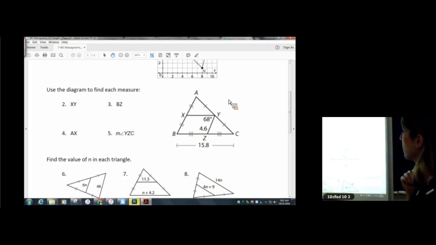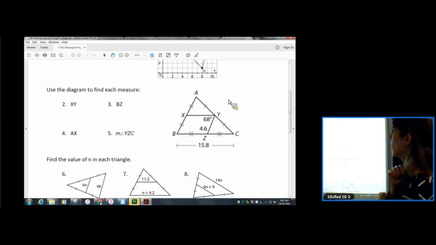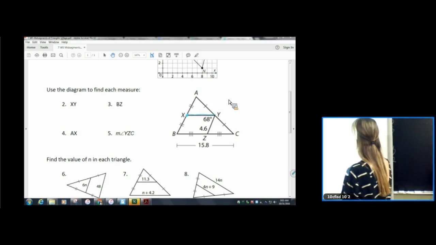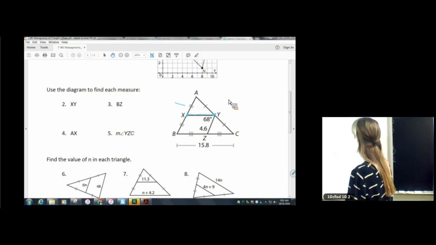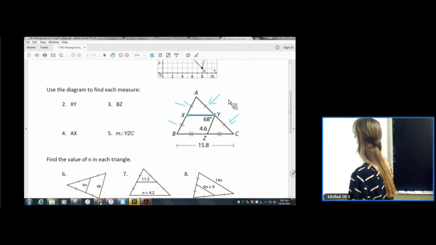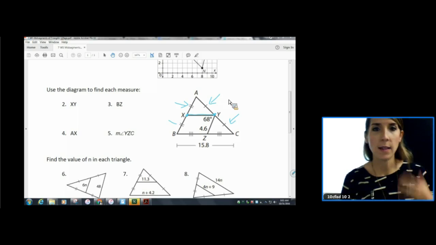Looking at number 2 from the homework, it's asking for the measure of XY. So we learned that if a segment is a midsegment, which this one is, because X is a midpoint and Y is a midpoint. I'm drawing arrows to the tick marks there. Okay. So we know XY is a midsegment.